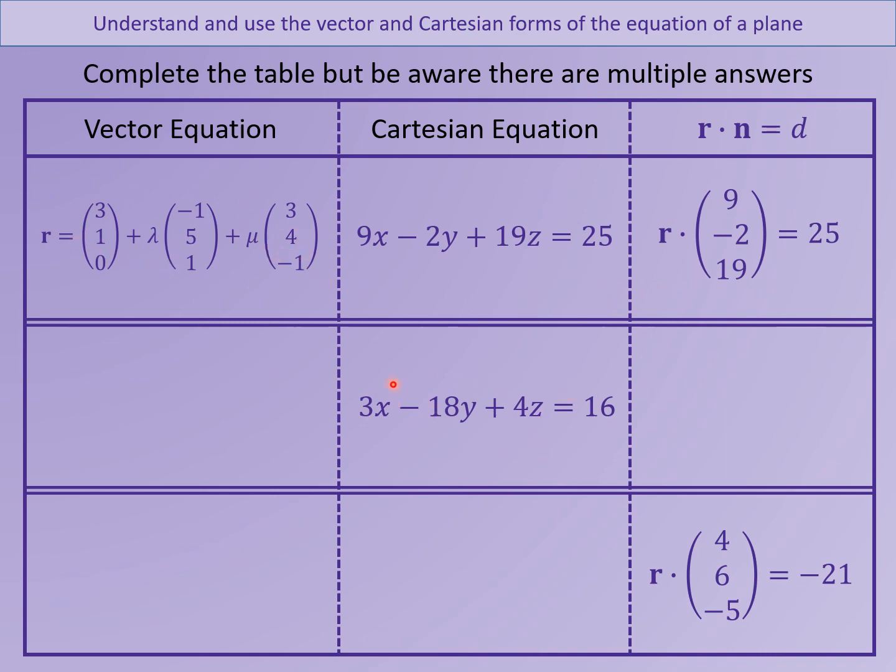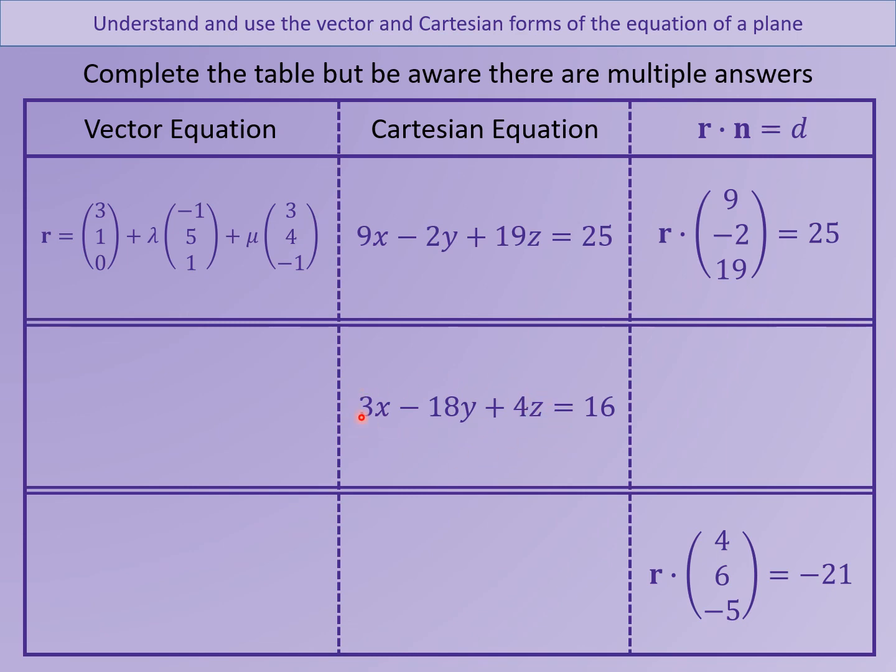What about this? Well, straight away, because I've got that Cartesian, I could fill this one in straight away. I know it's going to be r dot 3, minus 18, 4 equals 16. But this one's a little bit tougher. So what would I do for that? Well, from here, you want to be doing what we did before, thinking of 3 points that lie on that plane.